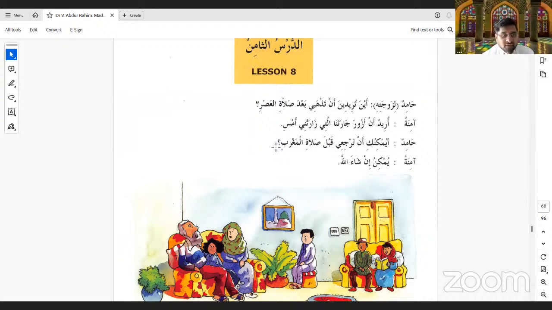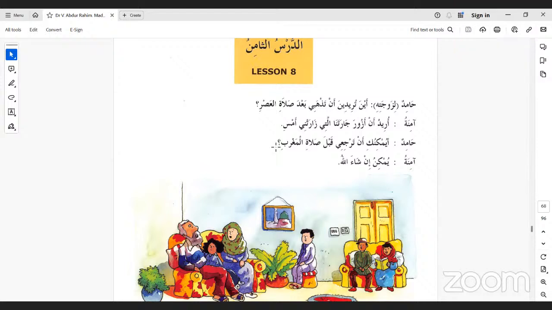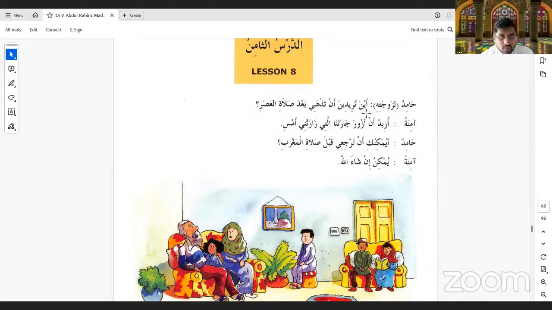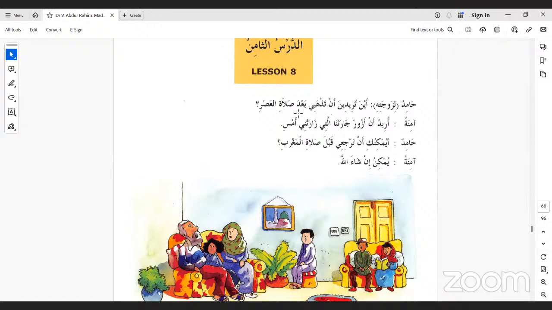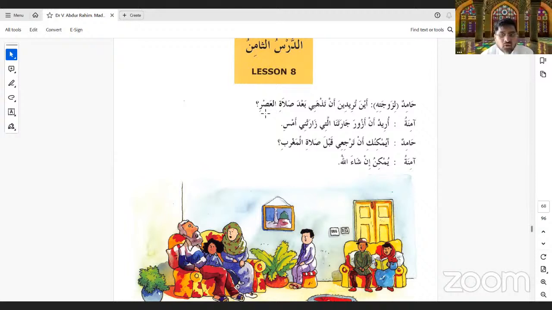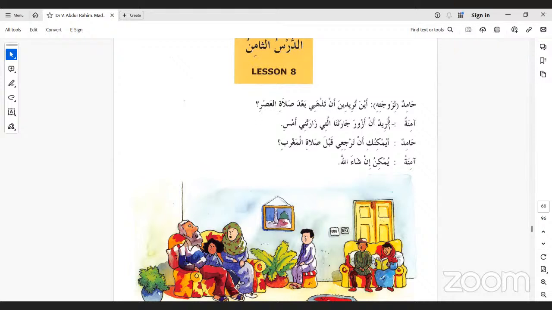Ad-Darsu Thaminu, the 8th lesson. Lesson 8. Hamidun, Lizawjatiha. Hamid says to his wife, Aina turiduna an tazhabi ba'da salati asr. Where do you want to go after the Asr prayers? Asr prayers, that'll be the afternoon prayers. Yeah. Okay.